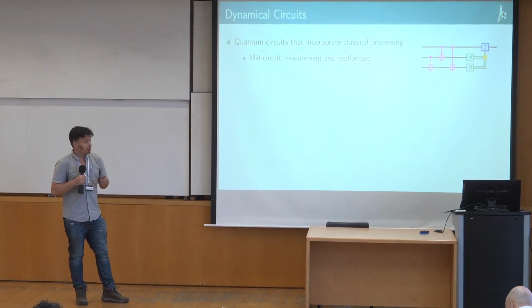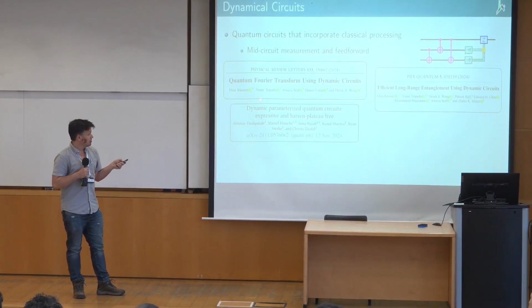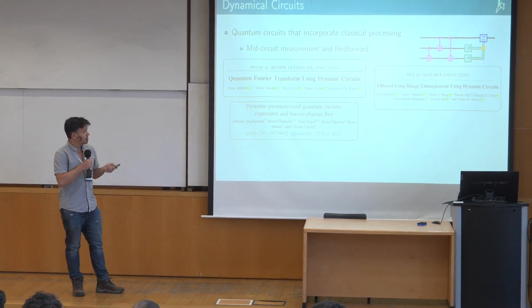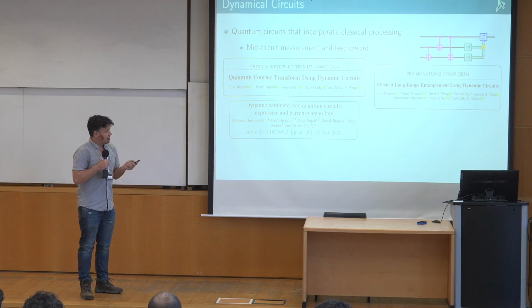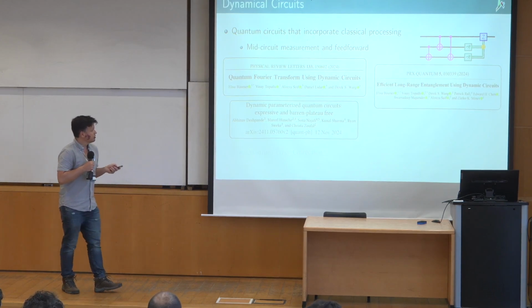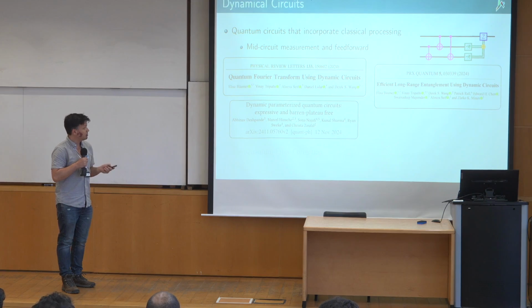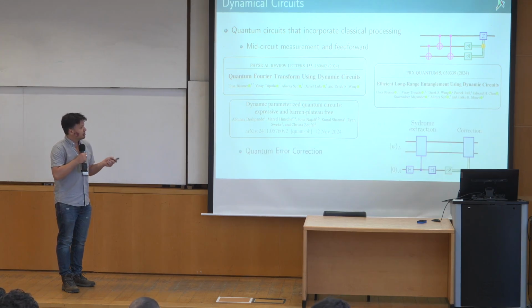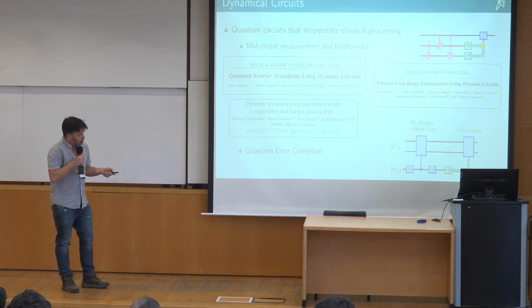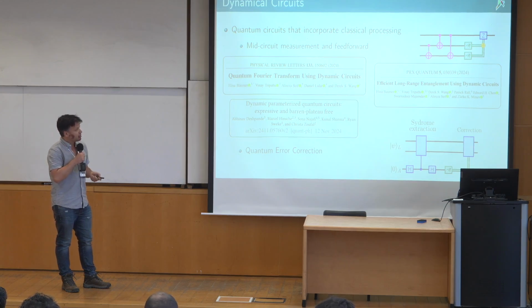qubits. Some of the applications that we have, for instance, quantum Fourier transform using dynamical circuits, preparing highly entangled quantum states like the GHZ state using dynamical circuits, gate teleportation. Also, it was shown to overcome barren plateaus for parameterized quantum circuits. So there are many applications, and of course, quantum error correction as well is a type of dynamical circuit, because we are doing measurements, and depending on the result, we have to do this feed forward, which will be the correction. So this is also a dynamical circuit.